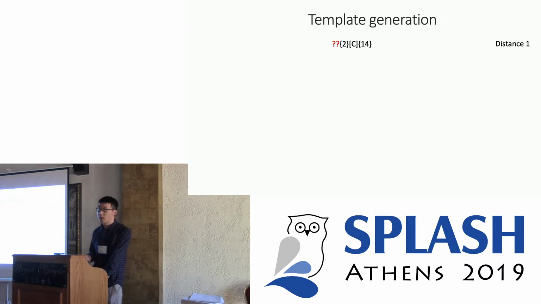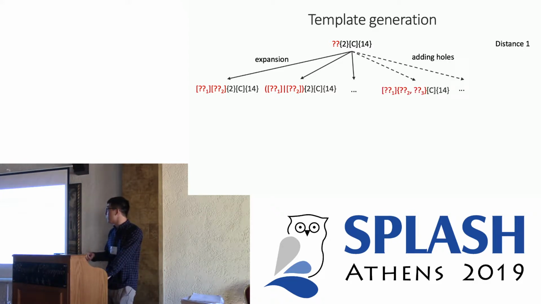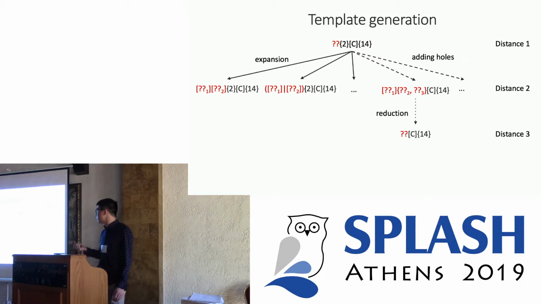So assume we are given a template at distance 1 with a single hole. We can either expand the hole into a concatenation of 2 holes, a union of 2 holes, and so on. And we can also add in a new hole by replacing the concrete quantifier node with a quantifier hole. And we can also reduce a sub-regex into a single hole.